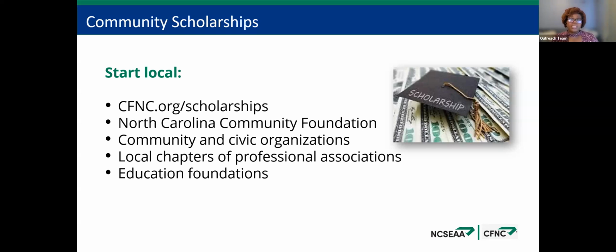So if a student knows that they're interested in being an engineer, maybe they're an African-American student, they can look for the local chapter of the National Society of Black Engineers to see what scholarships are available for students here in North Carolina. Maybe they want to go into marketing or HR, and they look into the professional associations aligned with those careers to see if they offer scholarships.